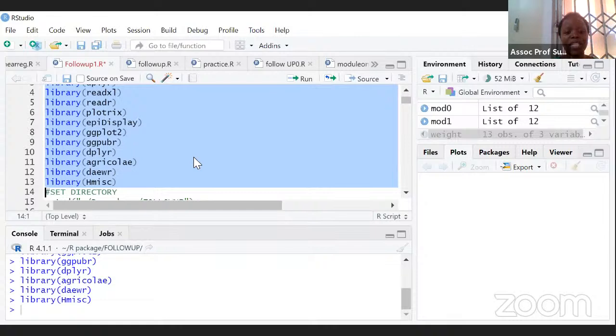There was a question in the chat: how about snowballing? Snowballing is also subjective, so you use descriptive statistics only.